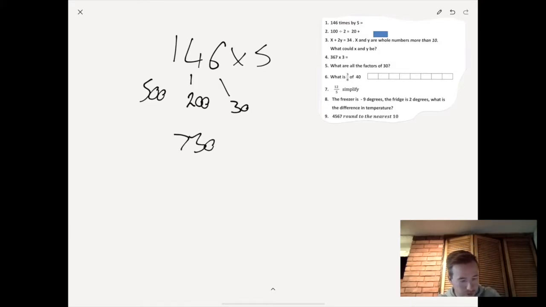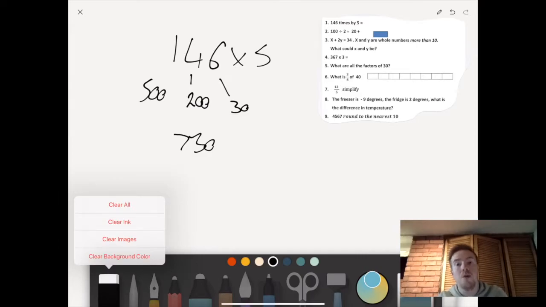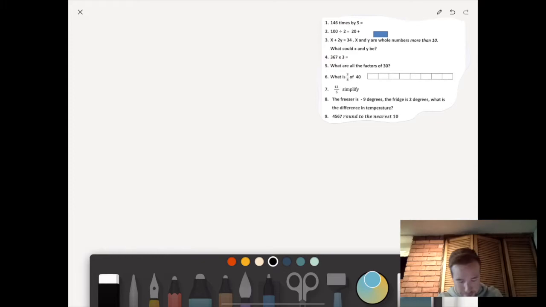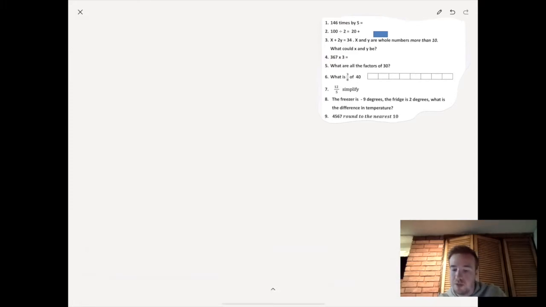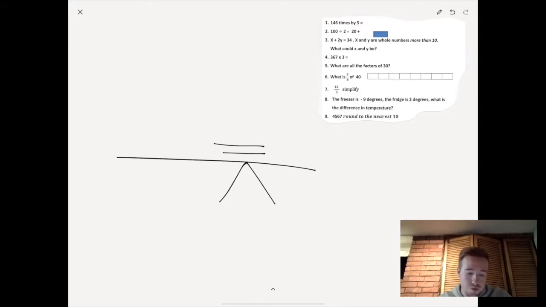You can use a formal written method for that one, but I'm trying to stay away from using formal methods at the moment. I'm trying to show you how to use mental methods and known facts. 100 divided by 2 is the same as 20 add what? Your equal sign is a set of scales, so both sides need to be the same. 100 divided by 2 is 50, so 20 add what? 20 add 30. 20 add 30 equals 50, the same as 100 divided by 2.